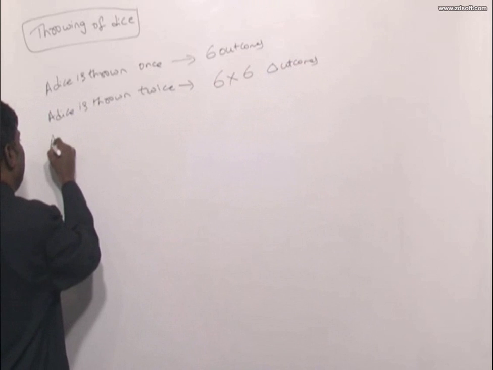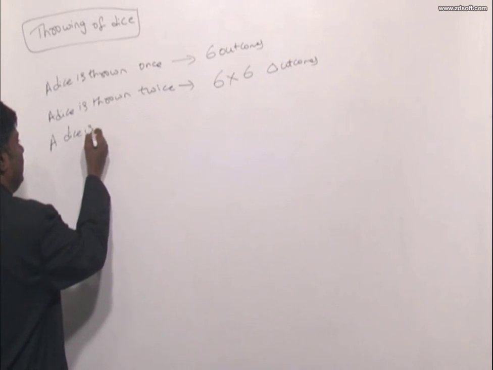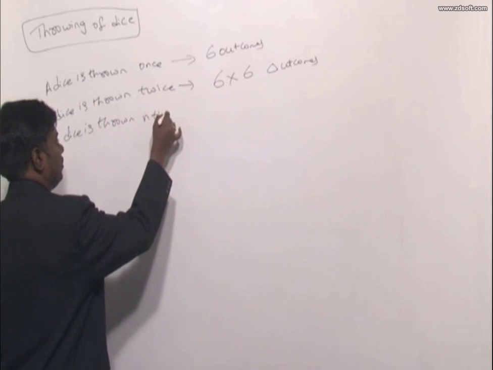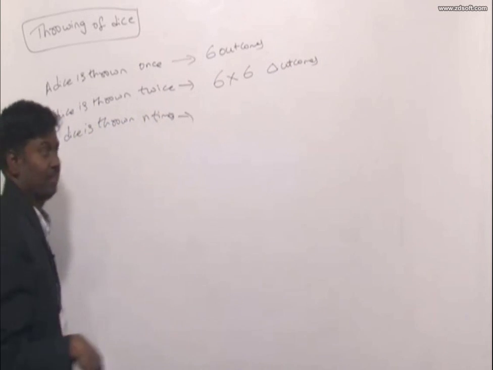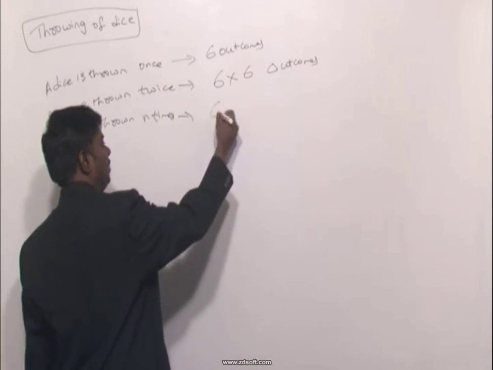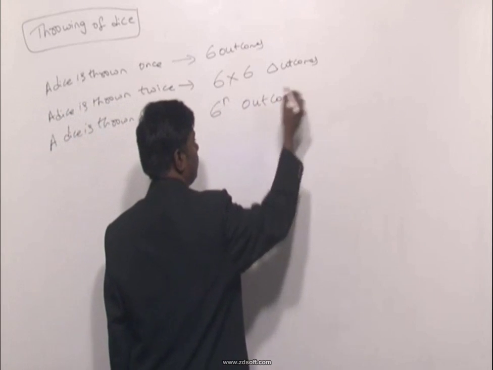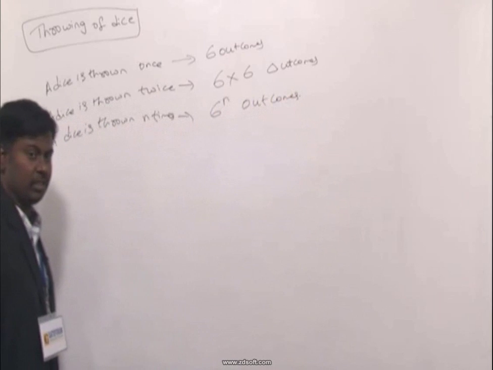Similarly, if a dice is thrown n times or n dice are thrown once, then you will get 6 power n outcomes. Let us take a question.